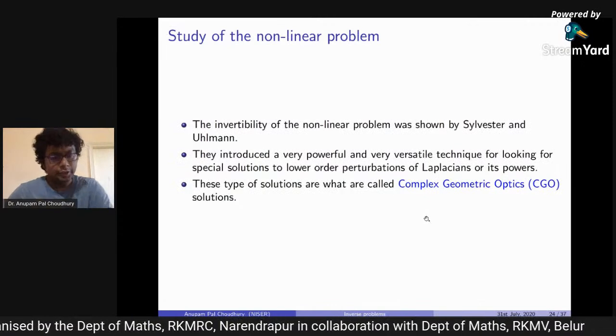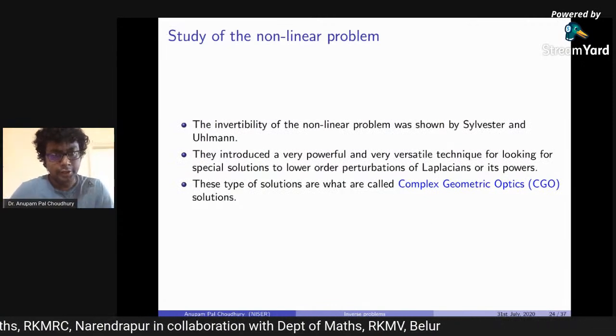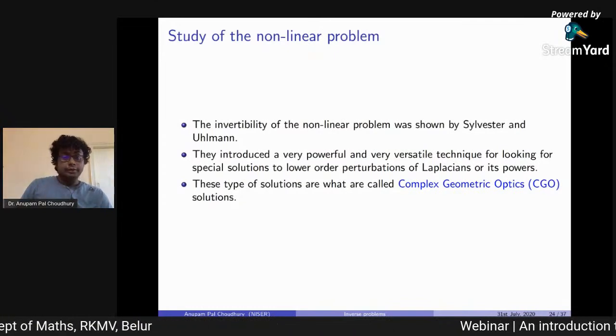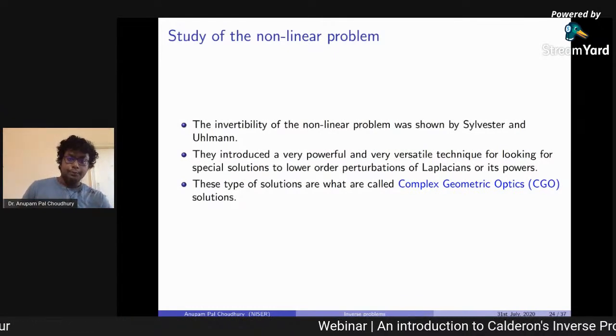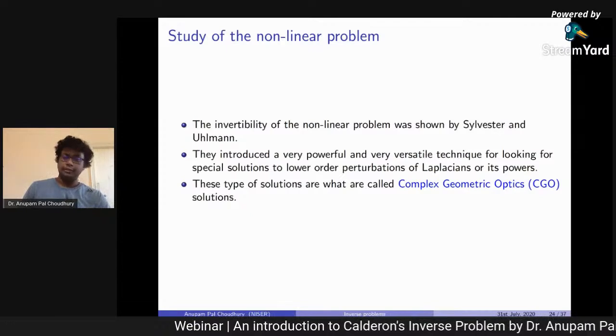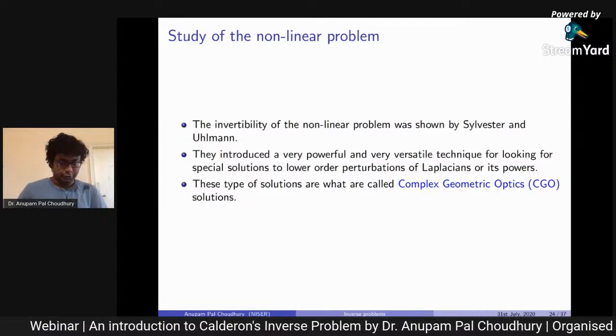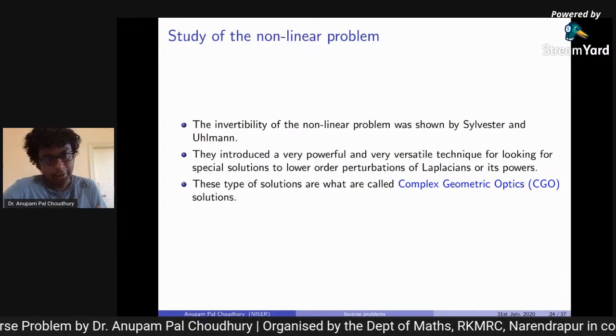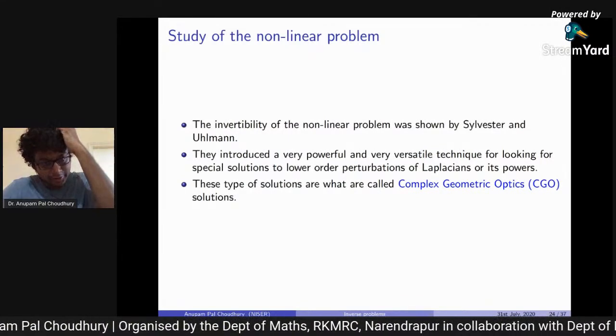Obviously, he couldn't deal with the nonlinear problem. So a few years after that, the invertibility of the nonlinear problem was shown by Sylvester and Uhlmann. It's a wonderful paper, and I'll try to explain to you the ideas. Obviously, the ideas were like an extension of the ideas of Calderon.